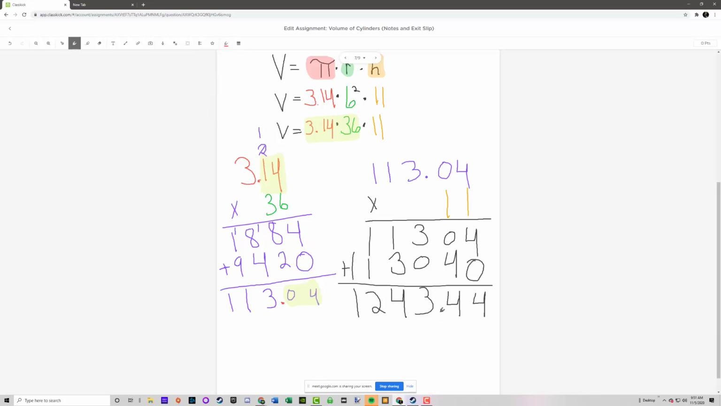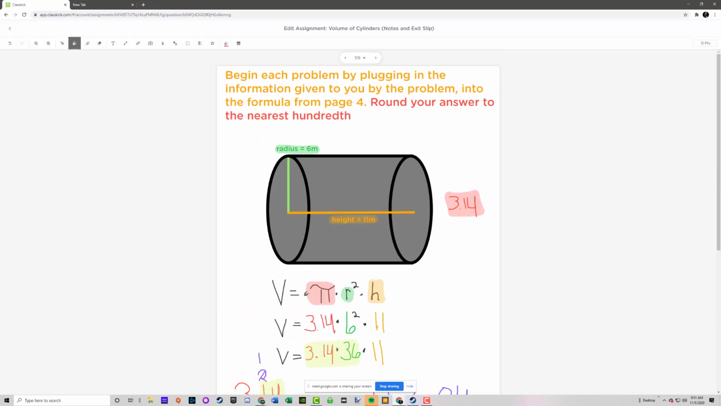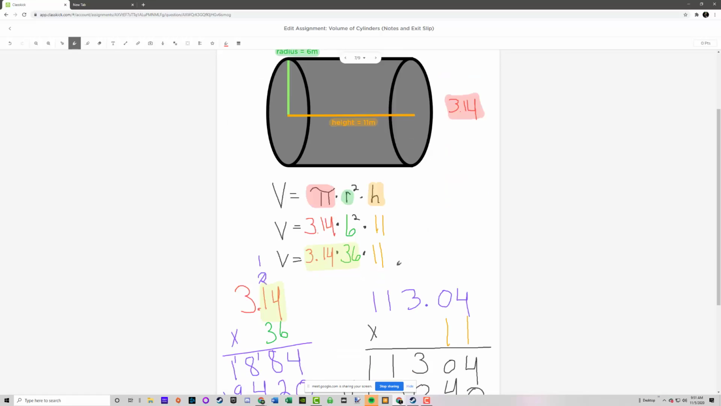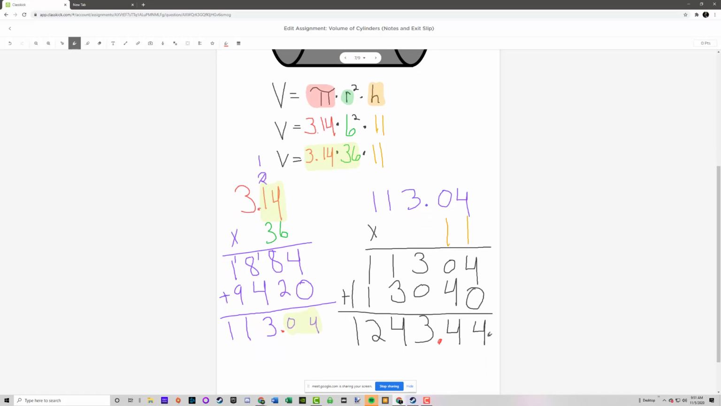And we put our decimal right here. We have two numbers behind decimals up here, so our final answer needs 2 decimals as well. And then, okay, we can't make Mr. Baca mad. We've got to make sure that we have the correct units. So let's put an M for meters. And just like that, we are done.